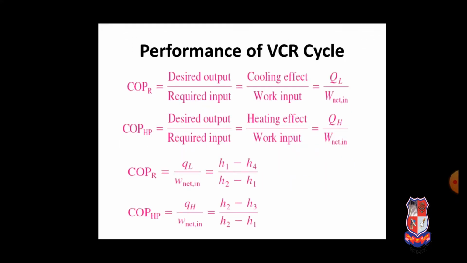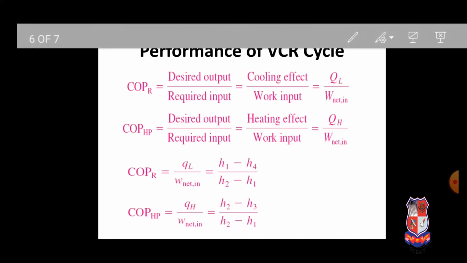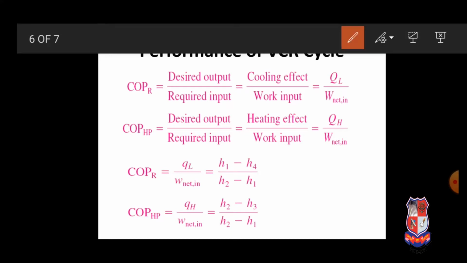Now we are going to discuss the performance of the VCR cycle. If you consider a heat engine, the performance of the heat engine is measured by efficiency. But if you consider the VCR cycle, the performance is measured or determined by the coefficient of performance, COP. Here two equations are there. One equation for the COP of the refrigerator and another for the COP of the heat pump.